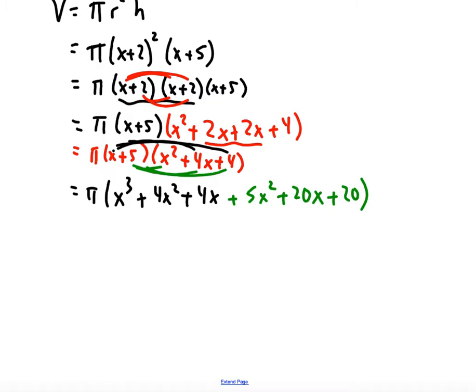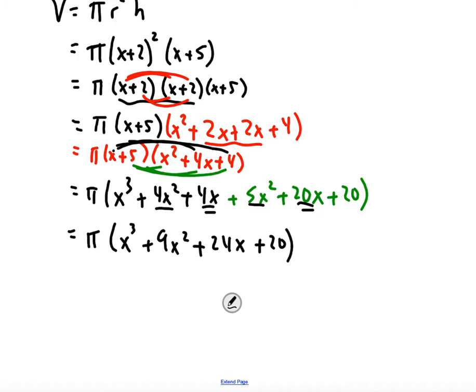Now we have to combine our like terms. 4x squared plus 5x squared is 9x squared. 4x plus 20x is 24x. And then we just have that constant there of 20. So now let's distribute the pi through. So we get pi x to the third.